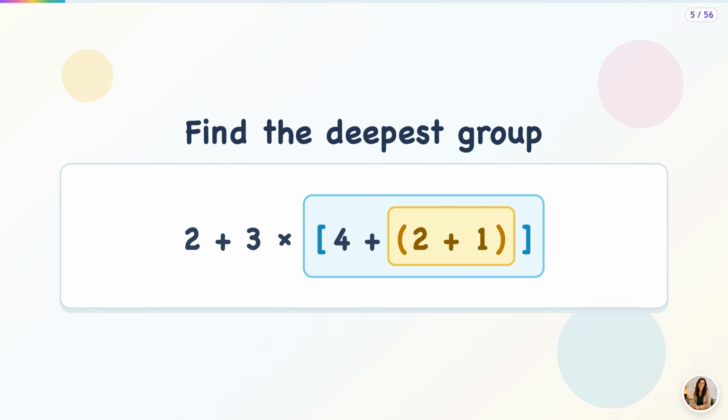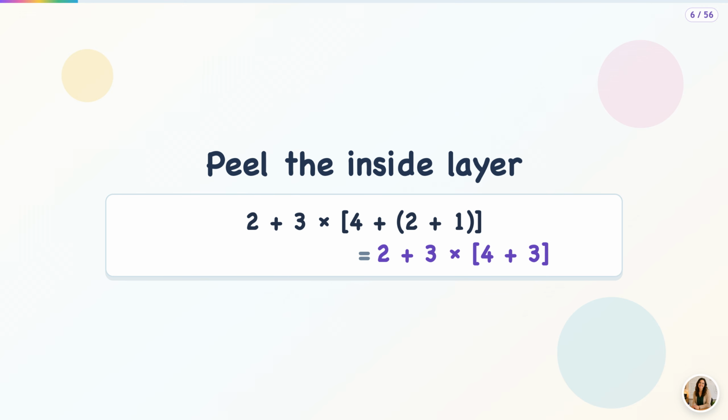Sometimes one group sits inside another. The blue outline shows the outer square bracket group. The yellow outline shows the inner parentheses group. Start with the deepest group, 2 plus 1. 2 plus 1 equals 3. Replace only that innermost group. The square brackets are still a group, so we are not finished peeling yet.